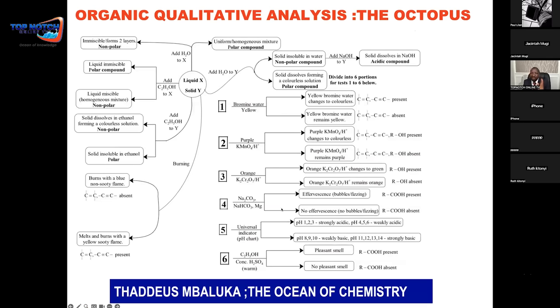The only thing I want you to remember for organic is that organic qualitative analysis tests are independent of each other. You can burn a solid, it burns with a yellow sooty flame, then you say double bond, triple bond present. The same solid dissolved in water, you add bromine water, and the bromine water is not decolorized, then you say double bond, triple bond absent. Don't try to say I said it's present, so it must be present again. No, it is not the same. So you just follow the YouTube.